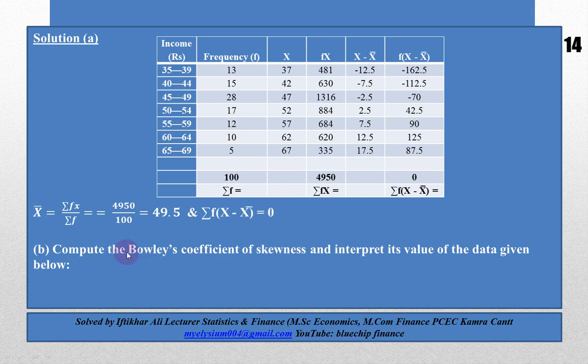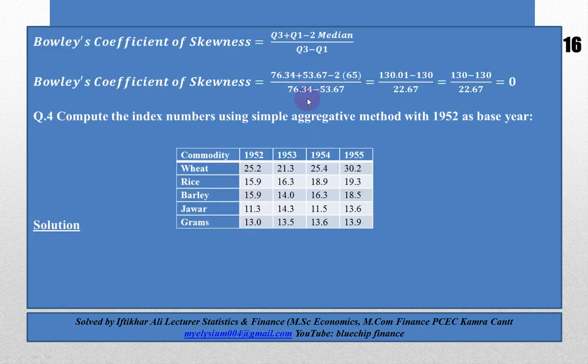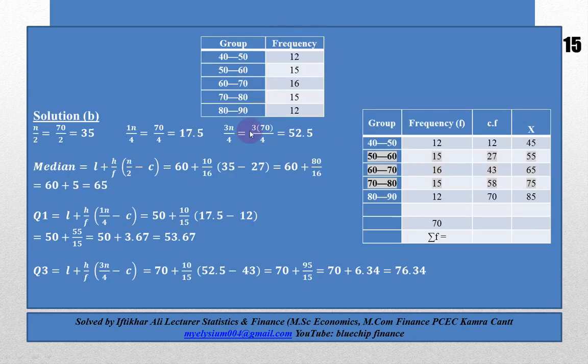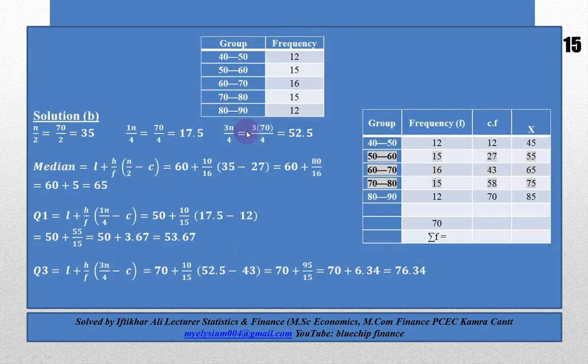Compute the Bowley coefficient of skewness and interpret its value of the data given below. First of all, Bowley coefficient of skewness is quartile 3 plus quartile 1 minus 2 median divided by quartile 3 minus quartile 1. So first of all, as you are seeing here, we need quartile 3, quartile 1 and median.